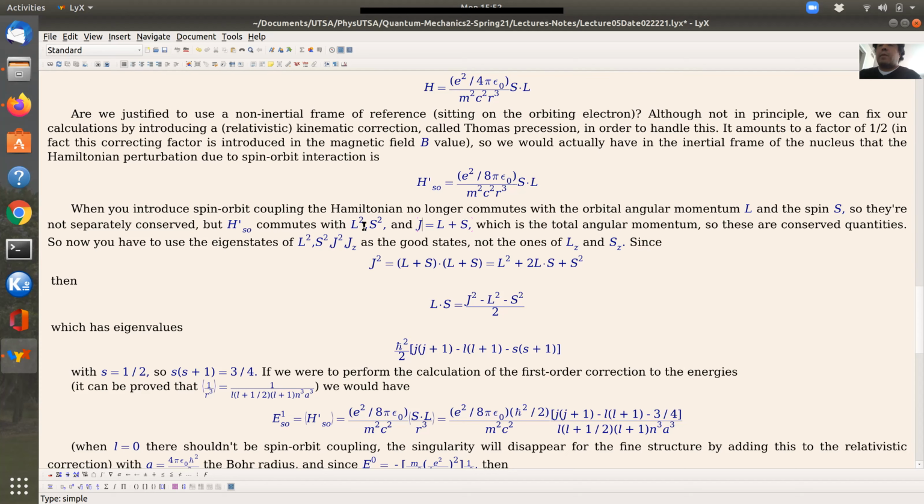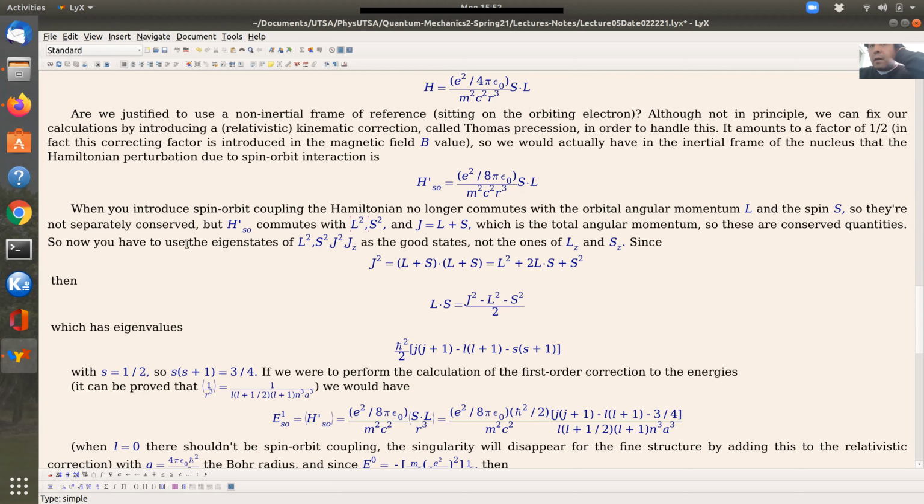And also what will be conserved will be basically L squared and S squared. So perhaps not the vector quantities are conserved, but this spin orbit Hamiltonian commutes with these operators, L squared, S squared, and J, which is the total momentum. And these are going to be conserved quantities. And this is giving you a hint into basically the good states that you have to consider, right?